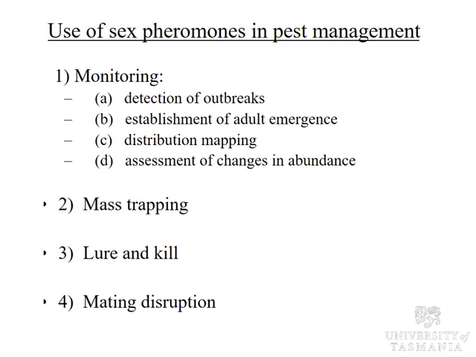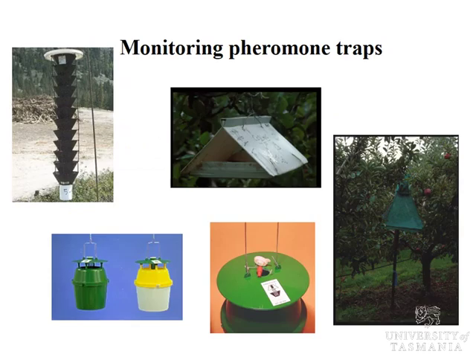Lure and kill is another approach, so you can get the females, or the attracted individuals, to come into a particular point, pick up some level of pesticide or biological pesticide that they take back to the area where they're associating with other insects, sort of like a Jonah insect if you like. And the other option is mating disruption, and I'll show you mating disruption here.